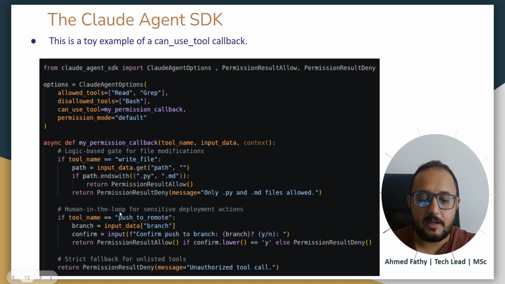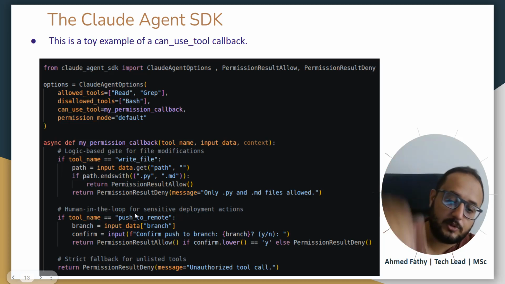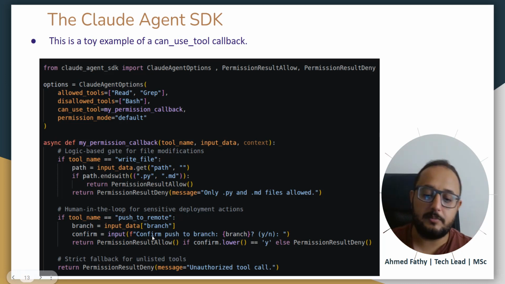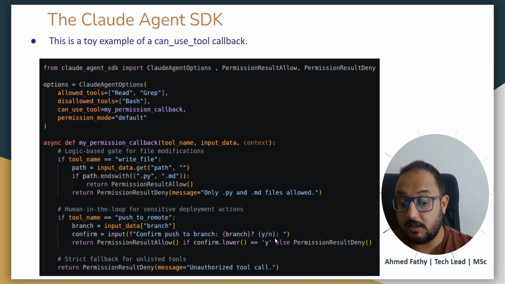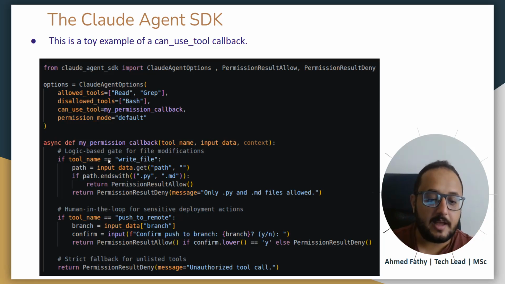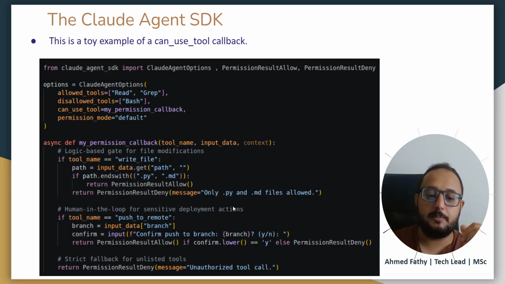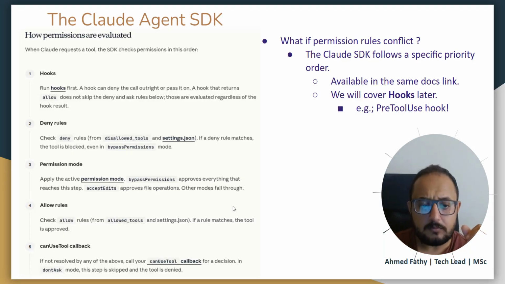You can also have a human in the loop for sensitive deployment actions. So if the tool name is equal to push_to_remote or push_to_remote_repo, then you actually confirm. So input here actually raises something to the user. So the user confirms push to this branch, yes or no, and then return allow if the user says yes, otherwise just deny. If the tool is none of those, just deny. So strict fallback for unlisted tools. So this is one example of how you can use the can_use_tool fallback with permission mode equals default.